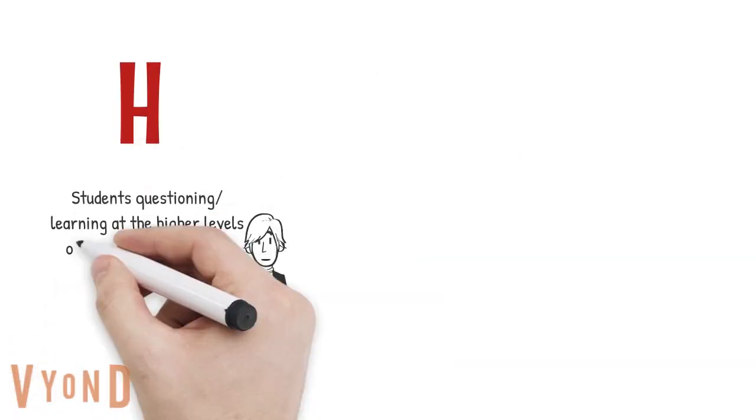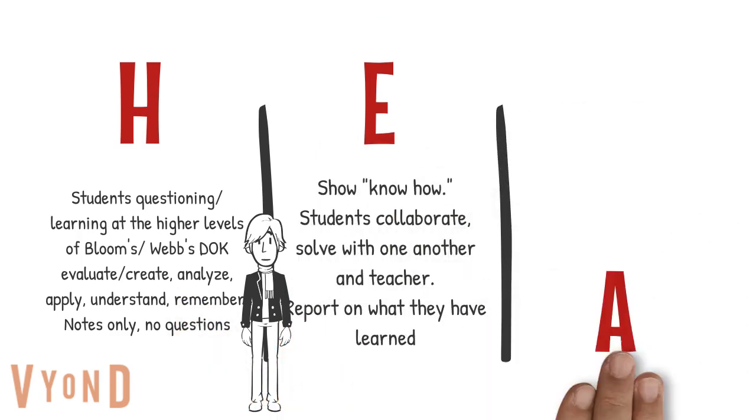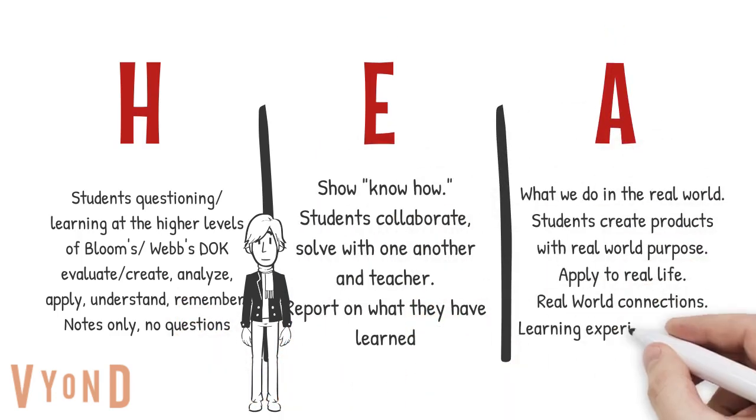The H in HEAT stands for Higher Order Thinking and 21st Century Skills. As teachers, we typically associate this with Bloom's taxonomy or Webb's depth of knowledge. The higher the level of thinking, the higher on the rubric scale. At the highest levels, students are learning and questioning through evaluating and creating.